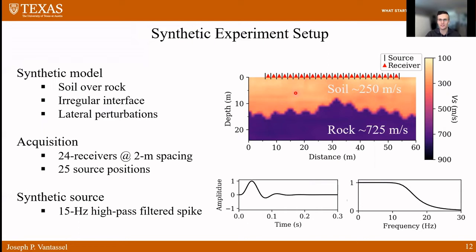The soil material is here in the lighter color, and then the rock-like material is in the darker color. We can see that the soil and rock material properties are variable spatially, and also the interface, of course. Our acquisition here is 24 receivers at a 2-meter spacing with 25 different source positions, which is a pretty classic acquisition setup. For our synthetic source, we're using a 15 Hertz high pass filtered spike, and you can see the time and frequency domain representation of that spike in the lower right.